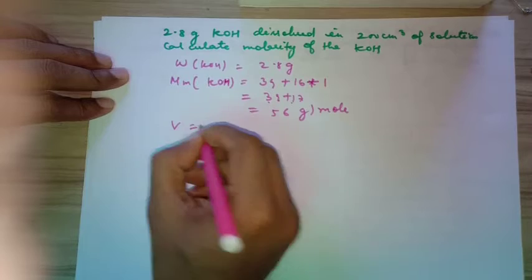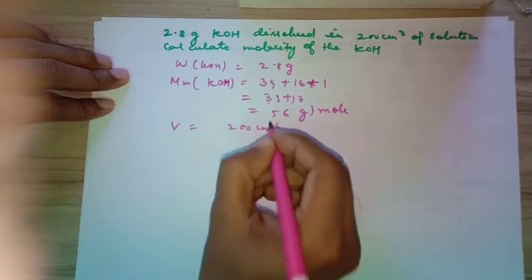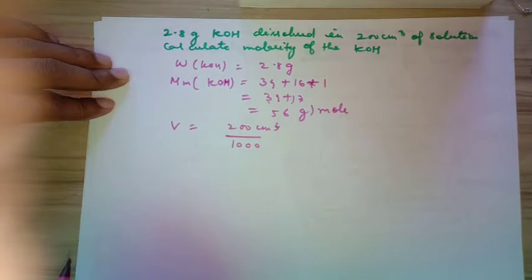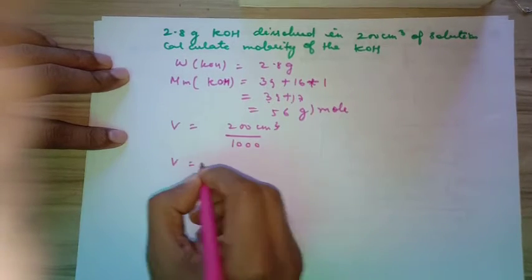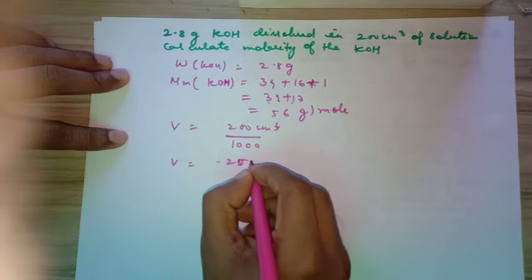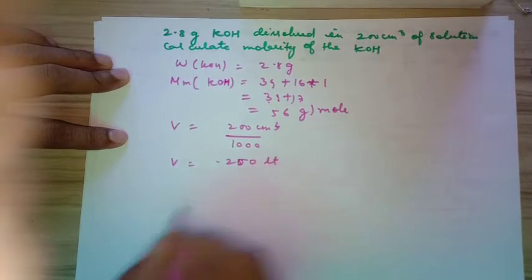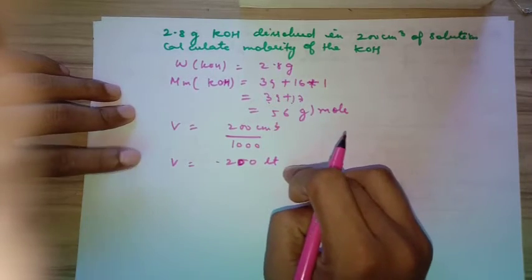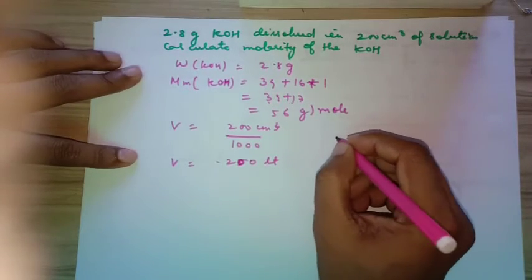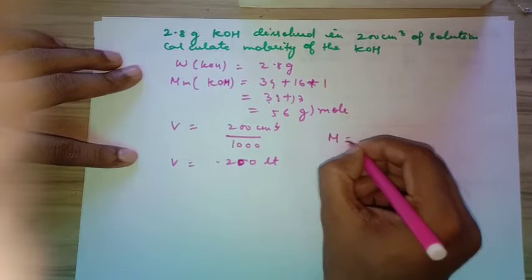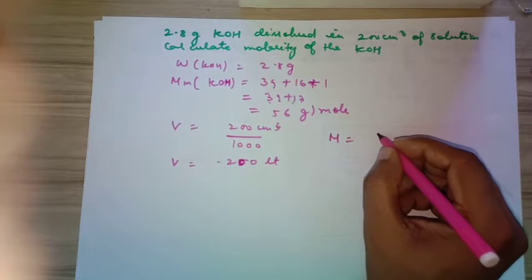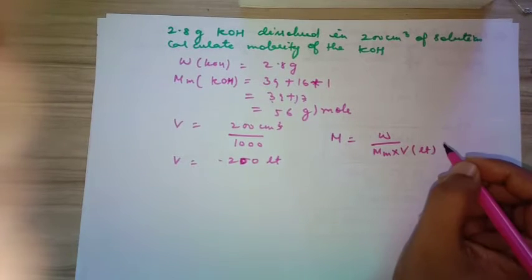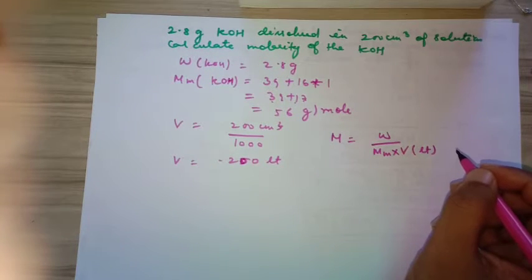Now volume is given as 200 centimeter cube. So to convert into liter, we'll be dividing it by 1000. So we'll get V is equal to 0.2 liter. So it is in terms of liter only. So we can use the formula M is equal to W by MM into volume, and that is in liter, so we don't have to multiply it by 1000.